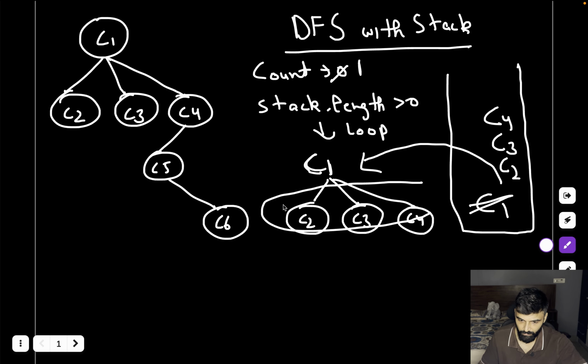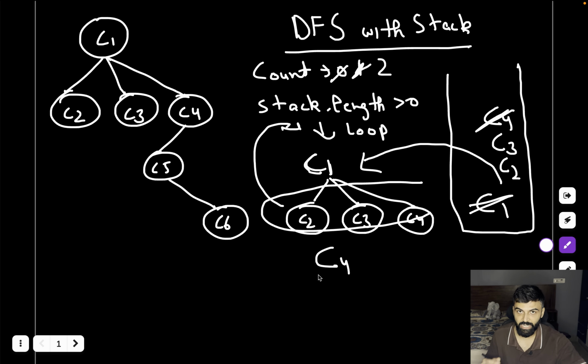So again we'll go through the loop, the same thing. We'll pop out the last element, this time it is C4. We'll increase the count. We'll check if there are any children. There is 1 child, C5. We'll put C5 inside my stack. So now comes the C5. Again same thing, pop the C5, pop it out, increase the count to 3.